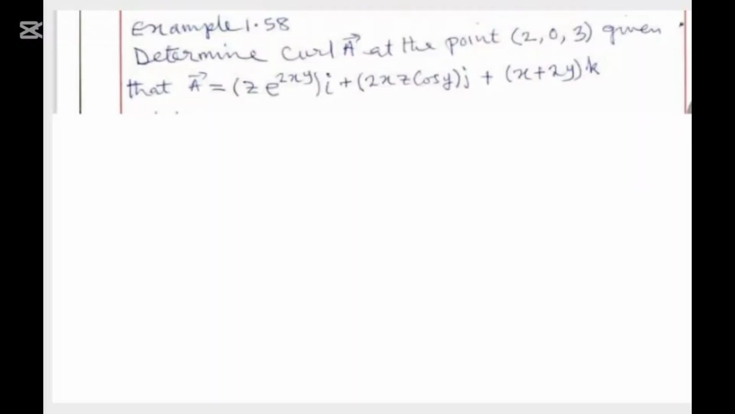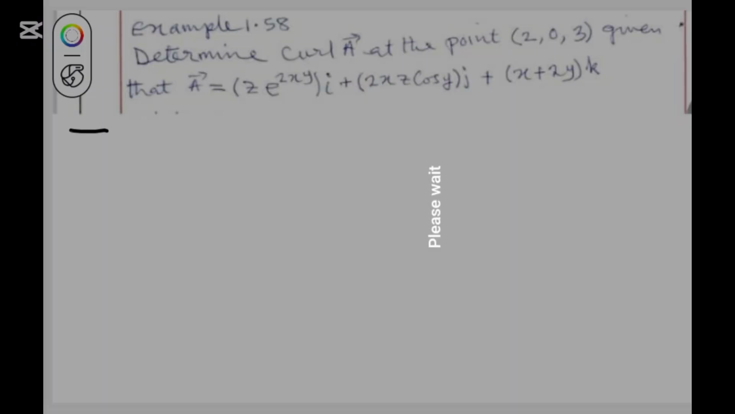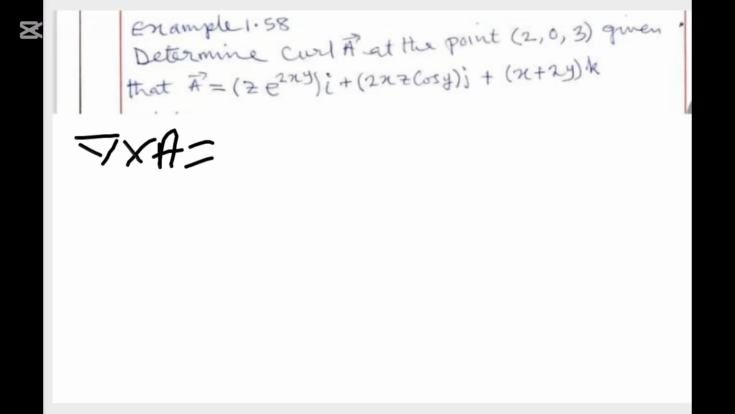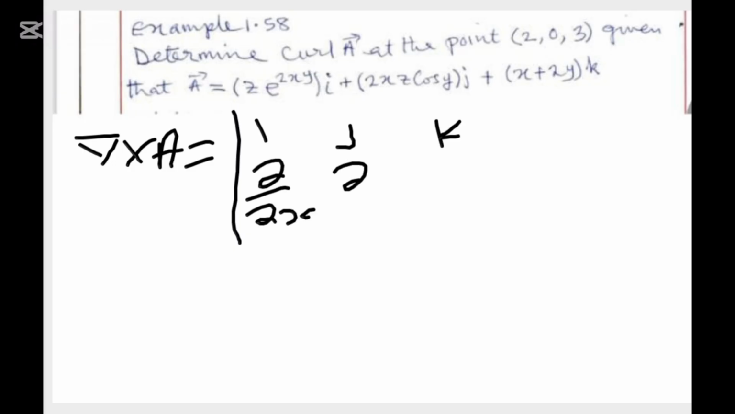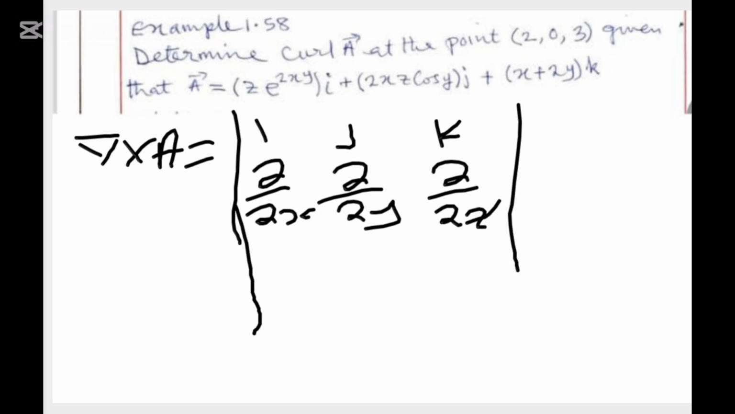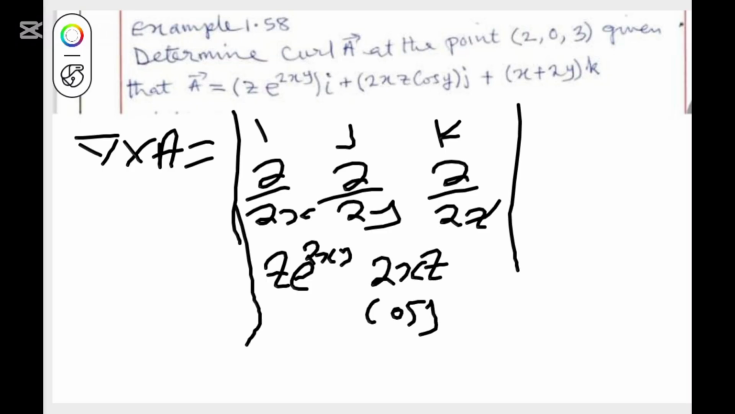Example 1.5. So how can we solve this question? We are to determine the curl of A at the point given. As you all know, del cross A is the same thing as i, j, k by the partial of x, d by dy, and also d by dz. And then we have to put the value of z e to the 2xy, and also I have to put this value 2xz cos y, and also I have to put this value which is x plus 2y.